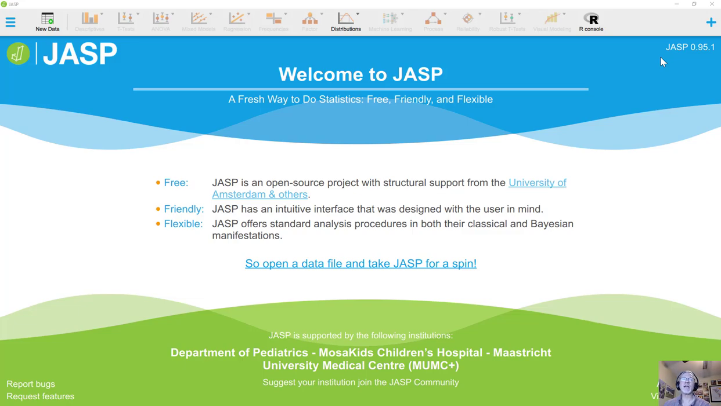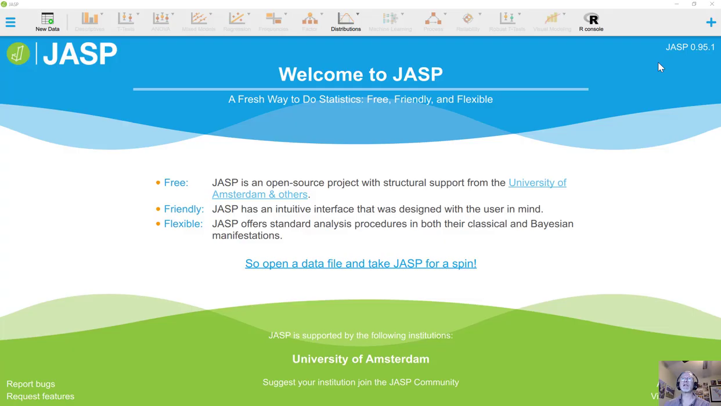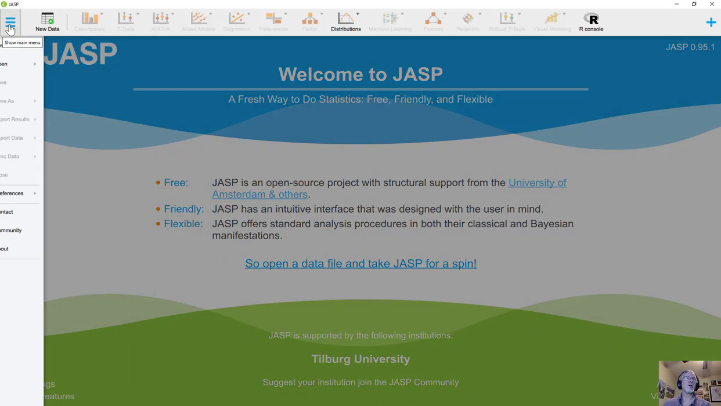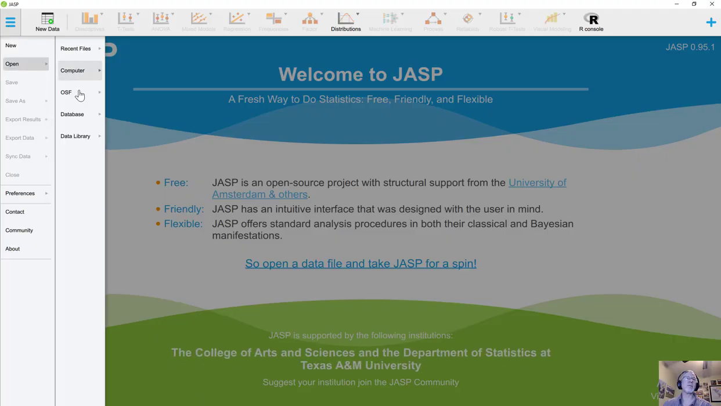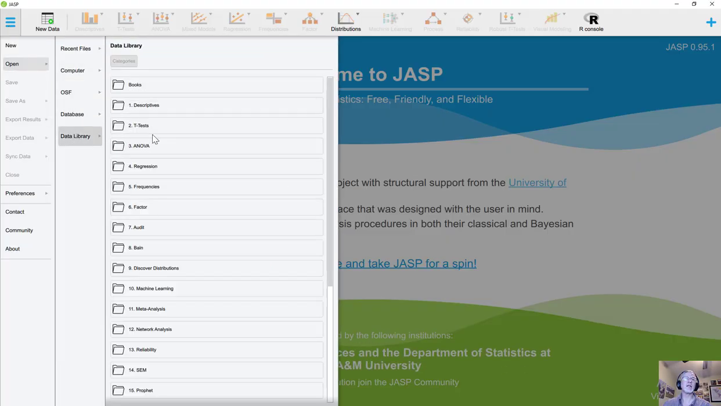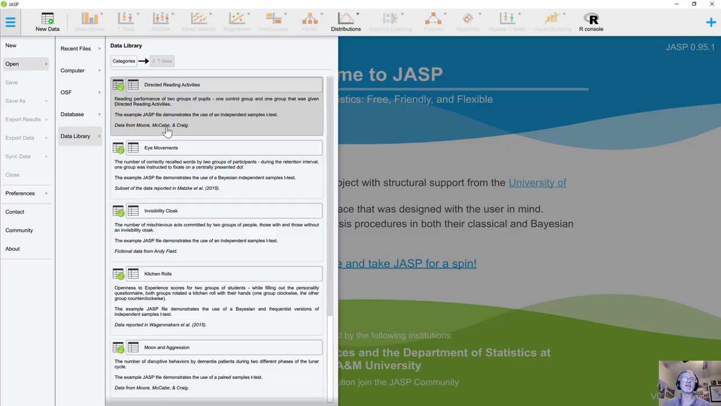Hello, this is lesson 9 in the use of JASP, and today we're focusing on the t-test with a special look at evaluating the normality assumption for t-test. So let's start by opening up from our data library a data set in the t-test module. This one's called kitchen rolls.